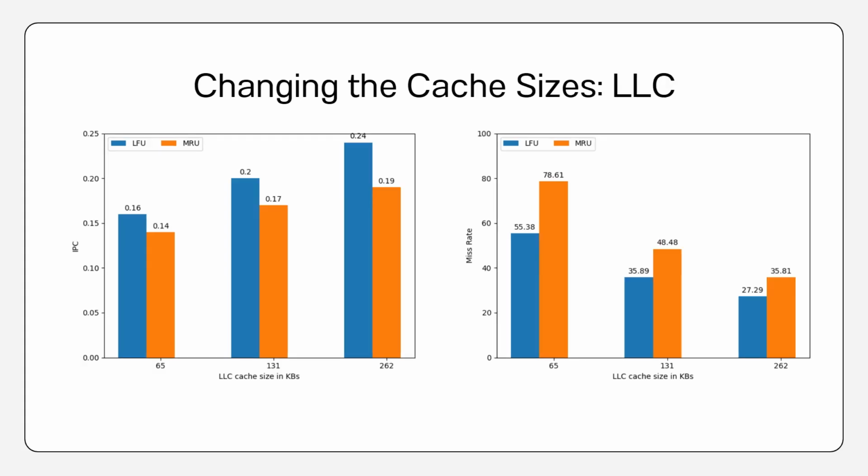For the LLC, we got a significant result, that on increasing the cache size, the overall IPC increases and the miss rate decreases. For comparison between the two replacement policies which we are using, LFU shows better result in comparison to MRU.